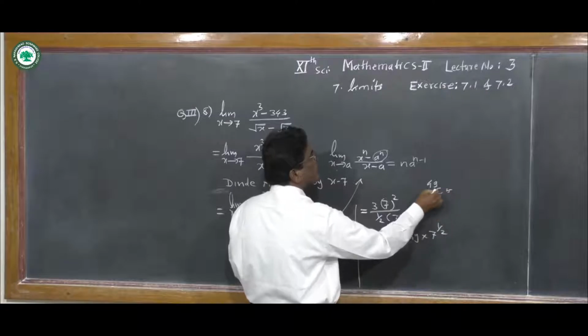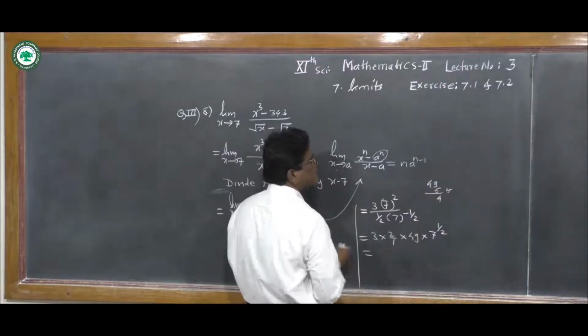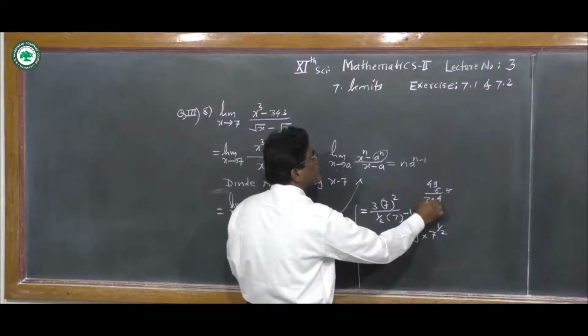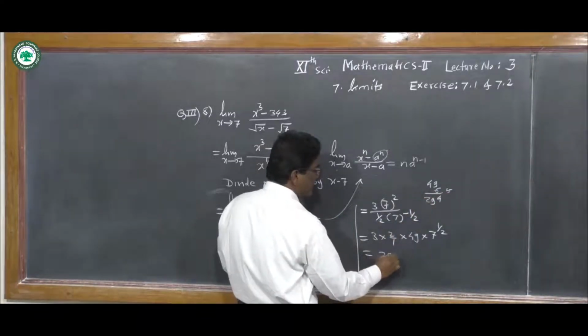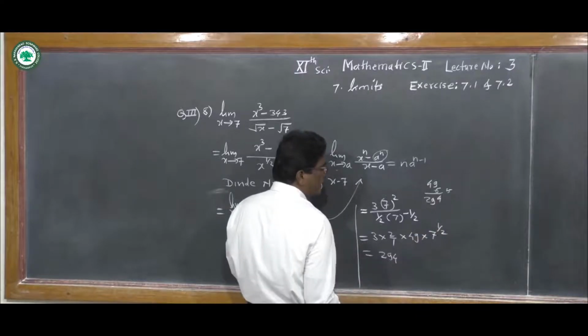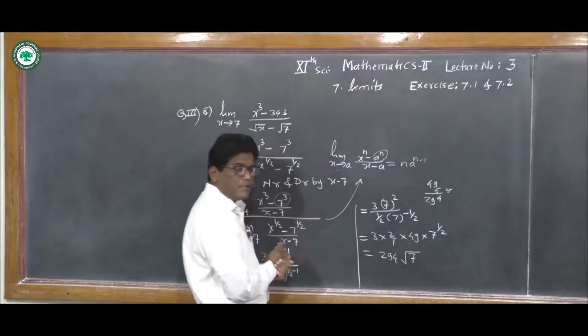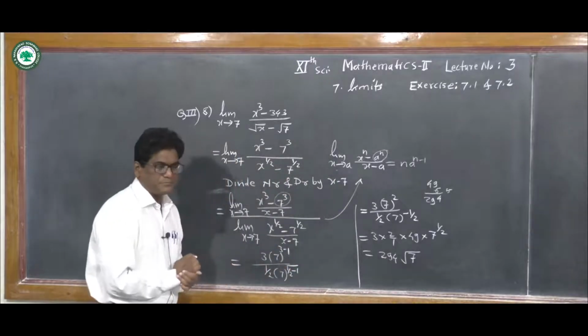So 3 into 2 is 6, and 6 into 49, so 49 into 6, 6 9s are 54, so 5 and 6 4s are 24, and 24 and 5 is 29, so it is 294, and this 7 to the power half means square root of 7. This is the final answer for this problem.